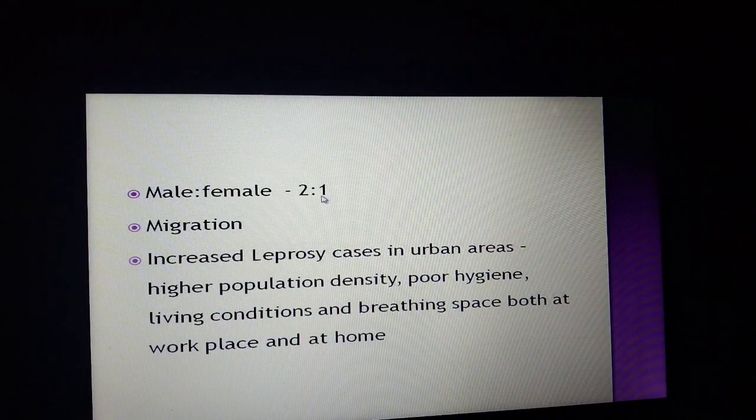In male and female, it is a 2:1 ratio. Migration will occur, with increased leprosy cases in the urban areas. Higher population densities, poor hygiene, poor living conditions, and lack of breathing space both at the workplace and at home are conditions in which leprosy can occur.